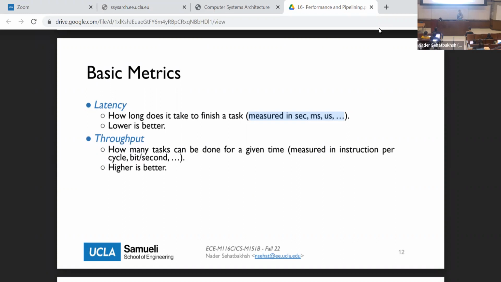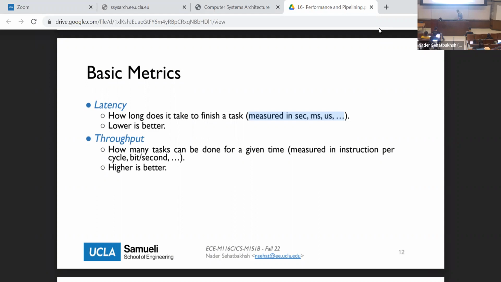Of course, lower is better, which means that if we have lower latency for completing one instruction or completing this program, it means that our system is more efficient, right? And usually the main unit for it is a unit of time. So seconds, milliseconds, microseconds, and so on.